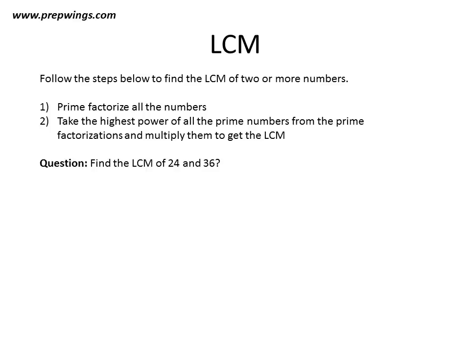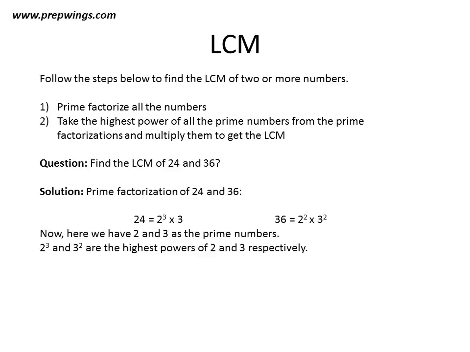So our first example asks us to find out the LCM of 24 and 36. So first we prime factorize these numbers. So 24 is equal to 2 raised to power 3 into 3 and 36 is equal to 2 raised to power 2 into 3 raised to power 2. Now here we have 2 and 3 as the prime numbers, and 2 raised to power 3 and 3 raised to power 2 are the highest powers of 2 and 3 respectively.